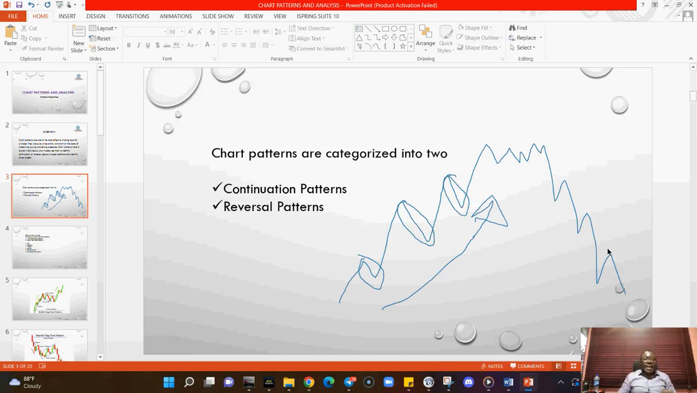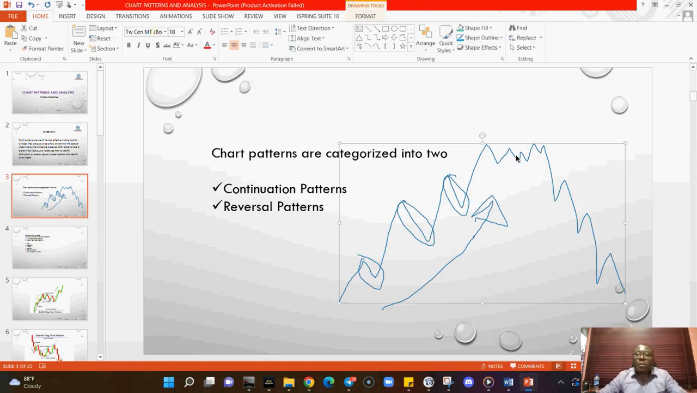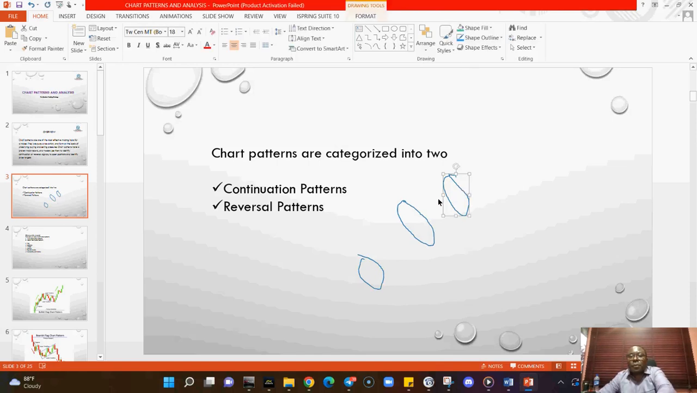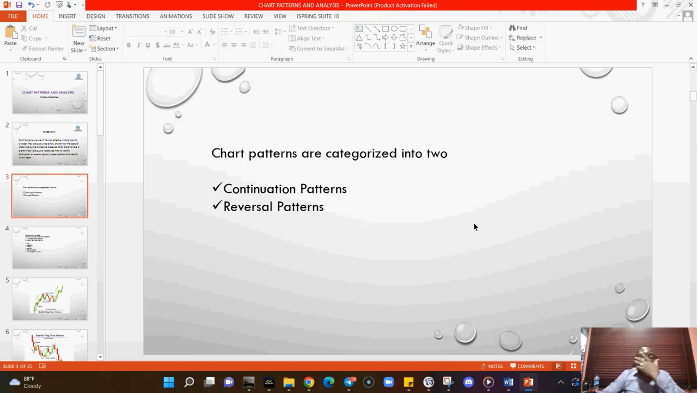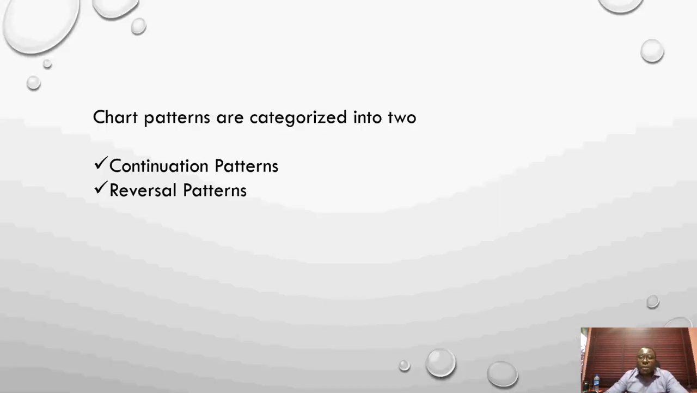All right, so that said, these patterns on the chart are categorized into two: continuation patterns that will tell us that the trend is still continuing, and reversal patterns that will tell us that the trend has terminated. It's been exhausted, so there is a change. All right, so let's move into the stuff now.